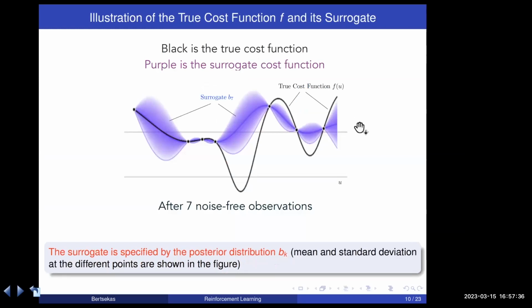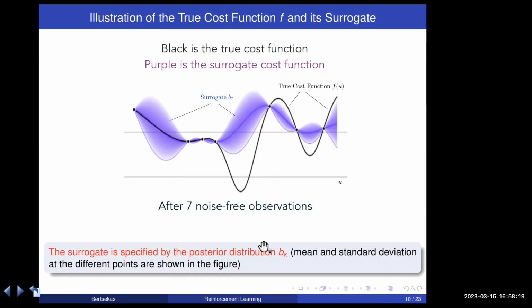Okay, so let me give you an illustration here. What you see here is the true cost function, f of u. U is depicted on a line. F of u is the true cost function, right? The black. The surrogate, after a number of observations, 7 observations in particular in this case, which are noise-free, is this purple. It is a probability distribution, and it's depicted here in terms of its mean and its standard deviation. So the mean is over here at this point, u, and the standard deviation is shown here schematically, okay?